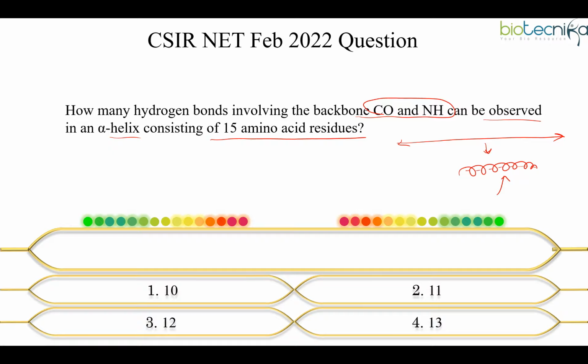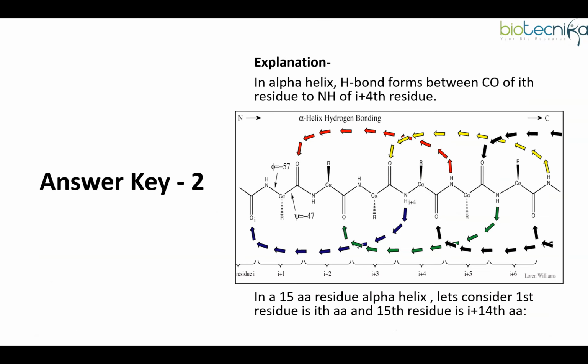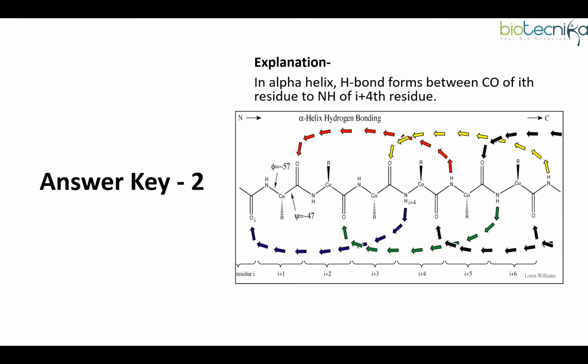These are your options. So let's dig into the solution. First of all, this is the hydrogen bonding pattern in alpha helix, where you have the CO of the ith residue. So CO of the ith residue means the first residue of the helix.